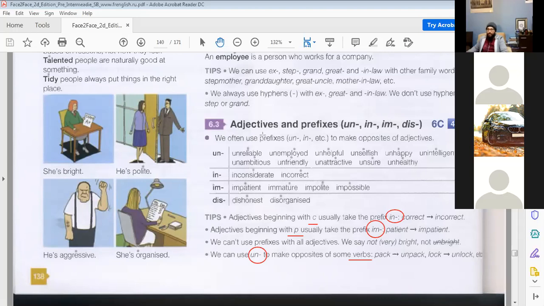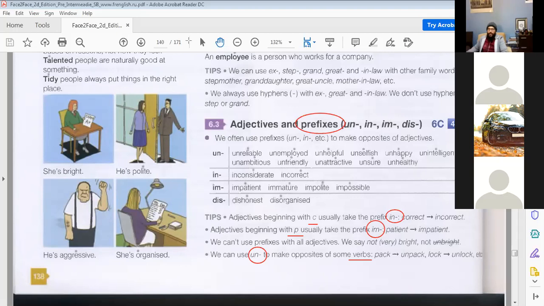So this is the point here. This is the meaning of a prefix. A prefix is an addition to the word, to the adjective. This is what it means, prefix. All right, is it clear? Do you get the idea?